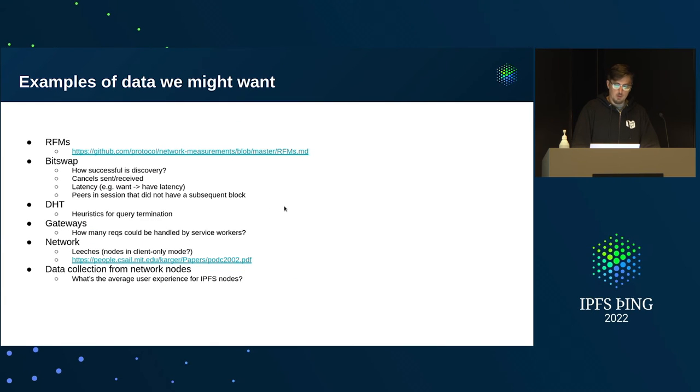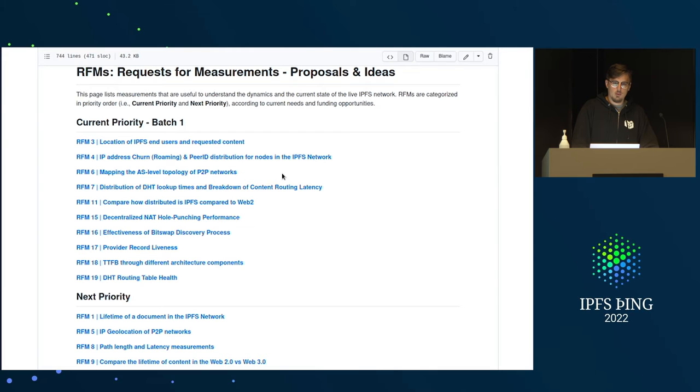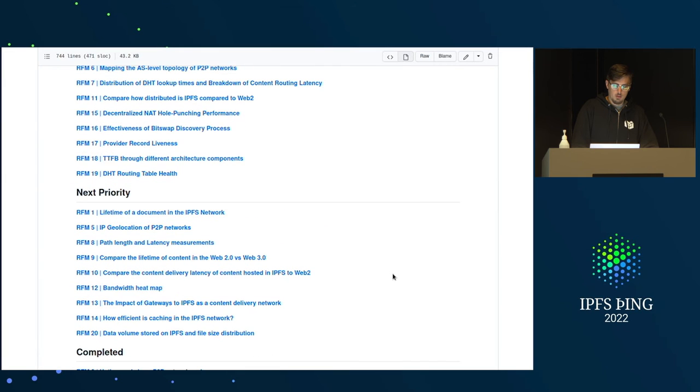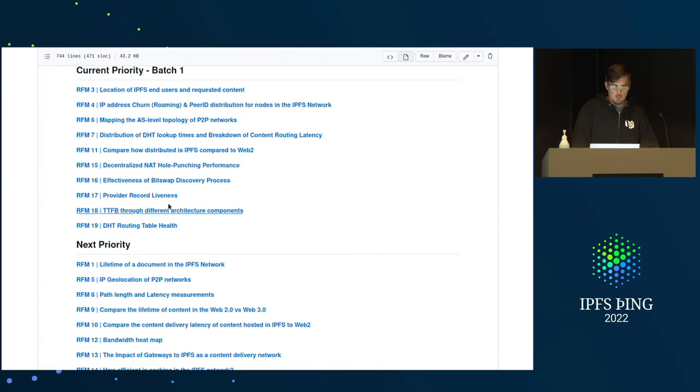And then some examples of stuff we might want, right? There's a really awesome GitHub repo that has requests for measurements in it. So if you all have ideas or needs for measurements that you want to get prioritized, you can submit an RFM here and describe what the measurement is and how you would measure it. And then I believe there are bounties on these for people to implement as well. So there are a lot of cool ideas in here, like measuring DHT. Some of these were in talks today, actually, like DHT routing health and BitSwap.